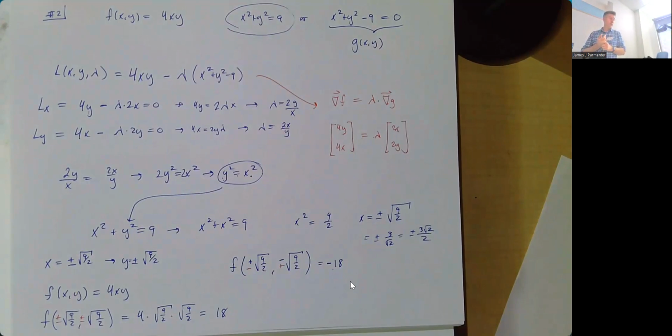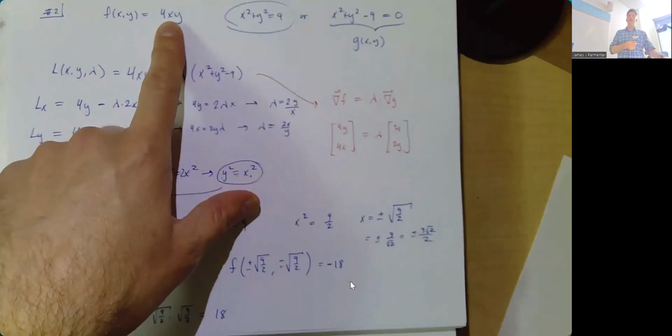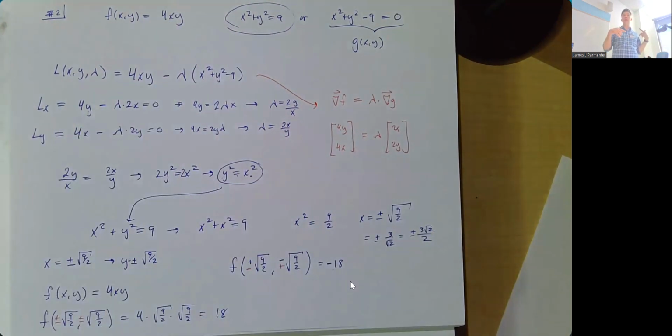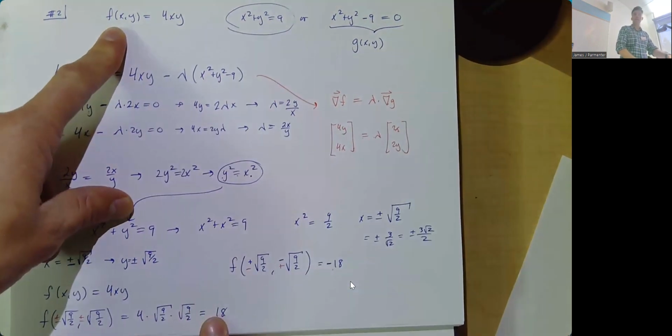Oh, you mean like when I plugged it back into this here? Yeah, so because this question asked me for not only where is my maximum, if I was answering this question using language, I would say I have 4 critical points. One of my maxima occurs at the point root 9 over 2, root 9 over 2. The maximum value is what you get when you plug that back into the function, which is 18.